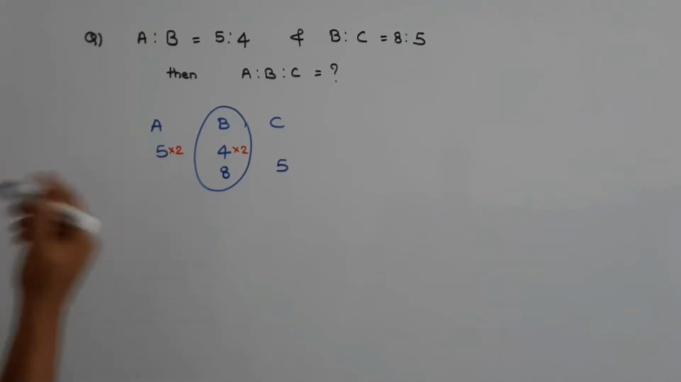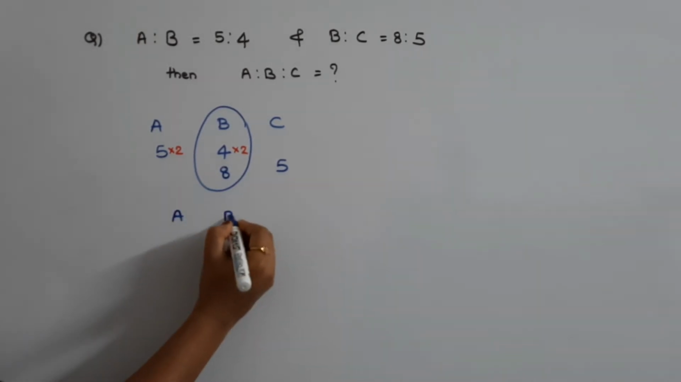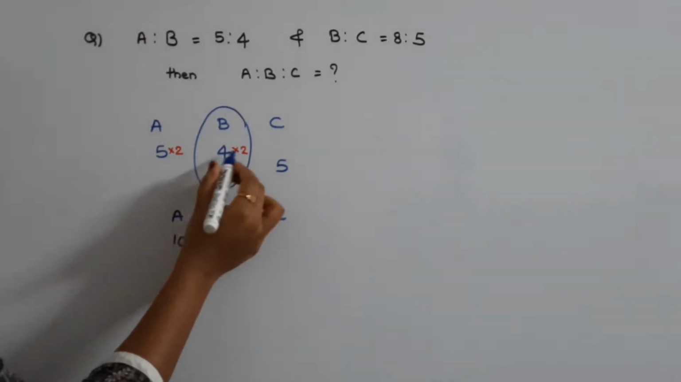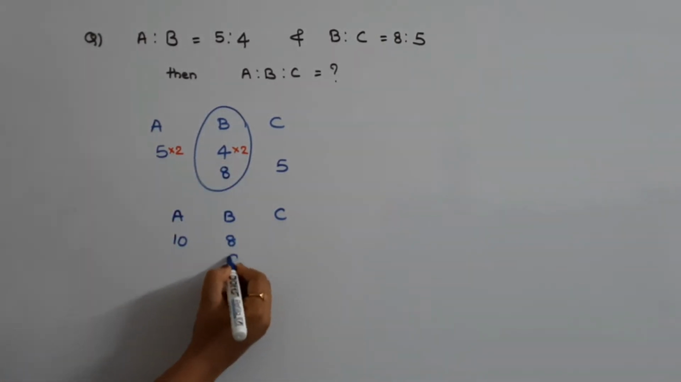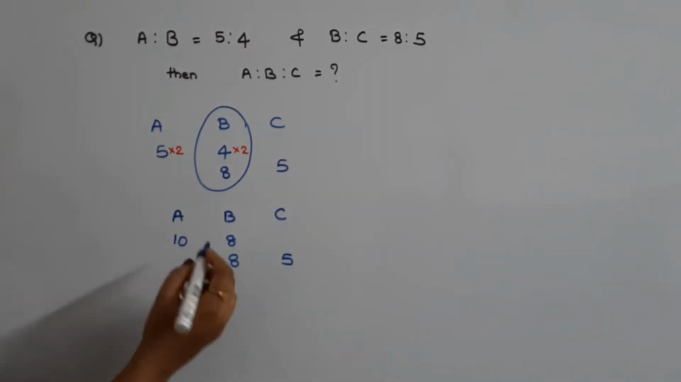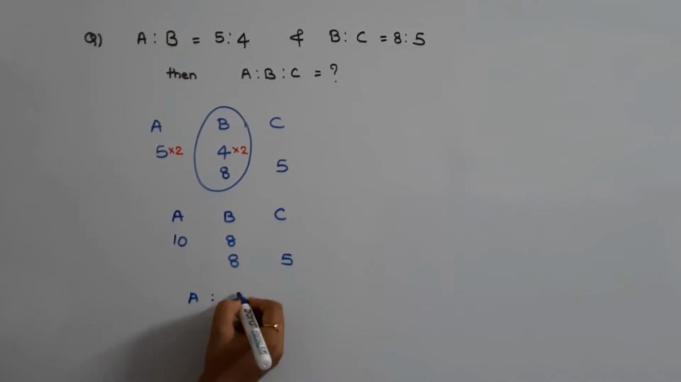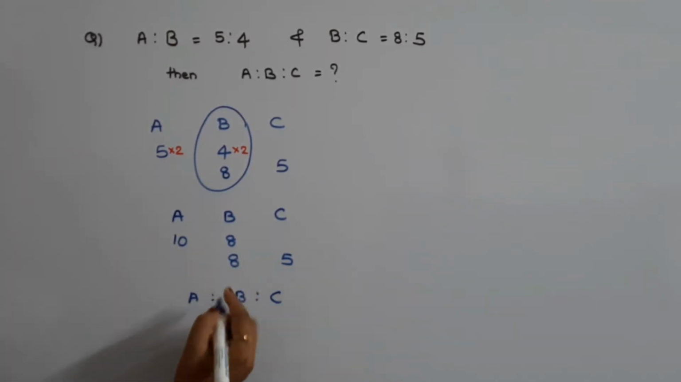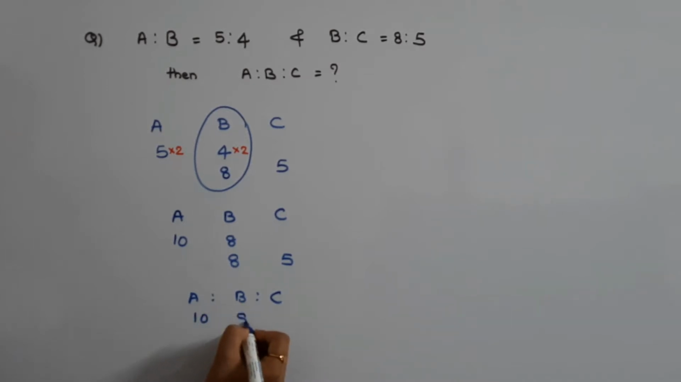Then what will you get? A, B, C. This will be 5 into 2, that is 10. Here it will be 4 into 2, that is 8. Here it will be 8 and here this will be equal to 5. Then what is the ratio of A is to B is to C? That will be equal to 10 is to 8 is to 5. So A is to B is to C will be 10 is to 8 is to 5.